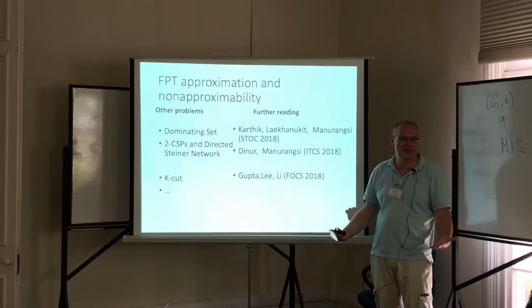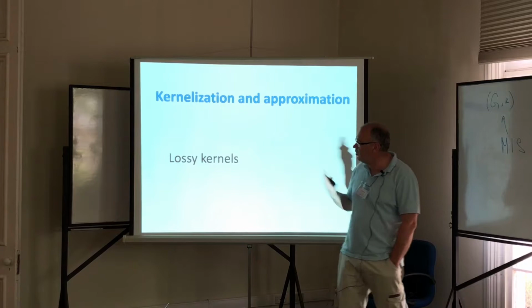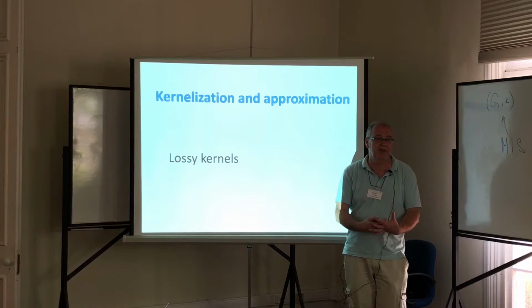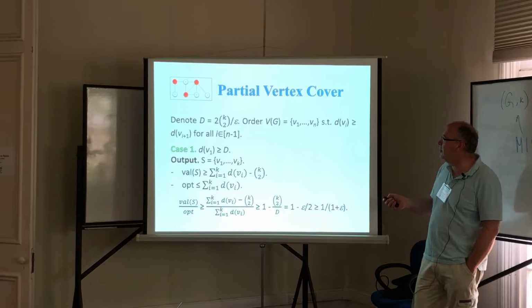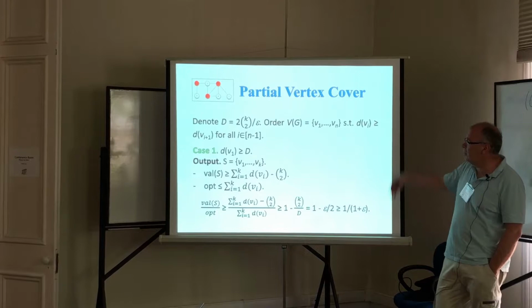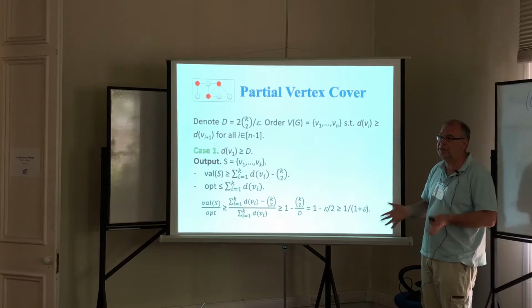Okay. So that's how to blend FPT and approximation. But we also spoke a lot about kernels, and it's also possible to blend kernels and approximation. So let's again do the same thing for partial vertex cover. That's again the same problem, and again the same algorithm. I order the vertices, take the first k vertices, and I know that the optimal solution which is kept in these vertices is at least one minus epsilon times opt.